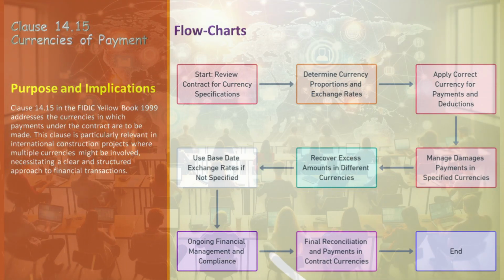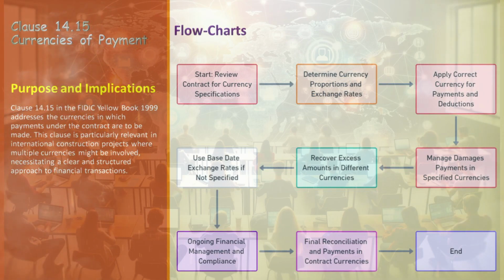Detailed explanation of flowchart. Begin the process by thoroughly reviewing the contract to identify the specified currencies for payment and any related conditions. This step is essential for setting the correct financial framework. Next, establish the proportions of local and foreign currencies and determine the exchange rates. These could be as stated in the appendix to tender or as mutually agreed upon by both parties.